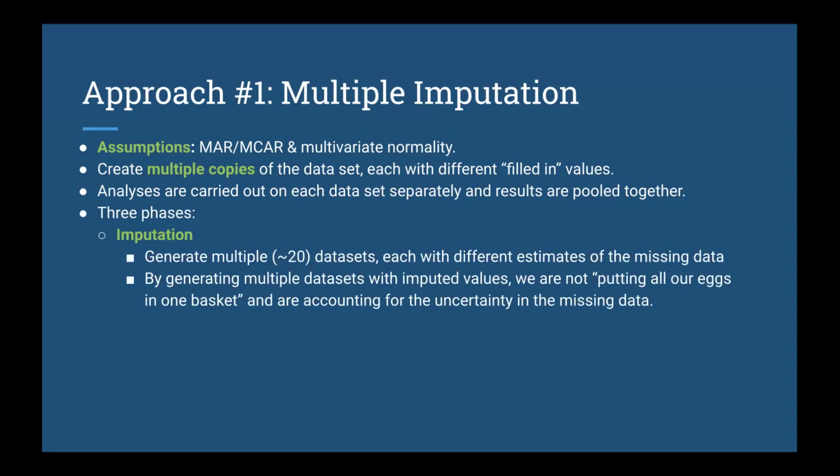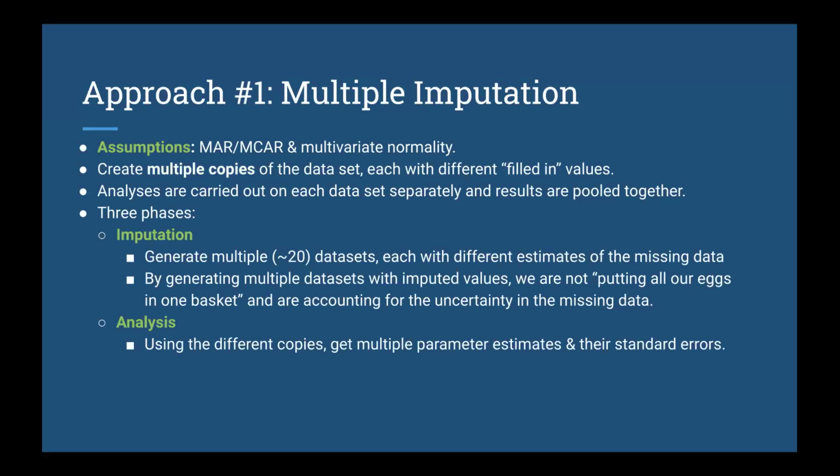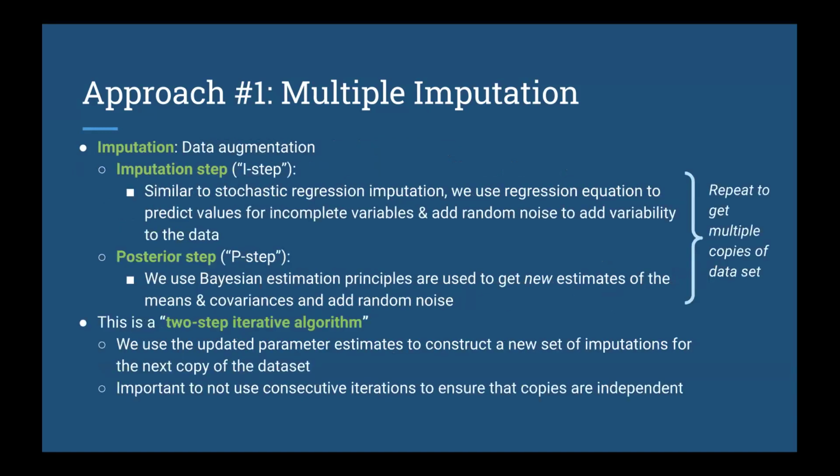So this happens in three phases. The first phase is imputation, where you generate different copies of the data, each with a different set of imputed values. This is good because, unlike single imputation, we're not putting all our eggs in one basket and are accounting for uncertainty in missing data values. Analysis: we use the different copies to get multiple parameter estimates and their standard errors. And then pooling: we combine the results from the different copies.